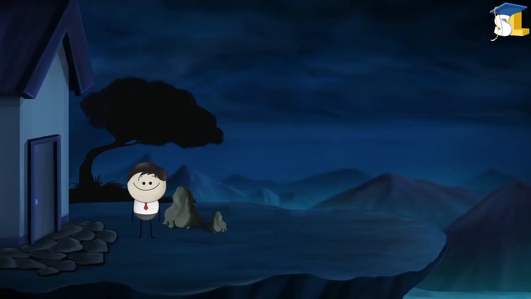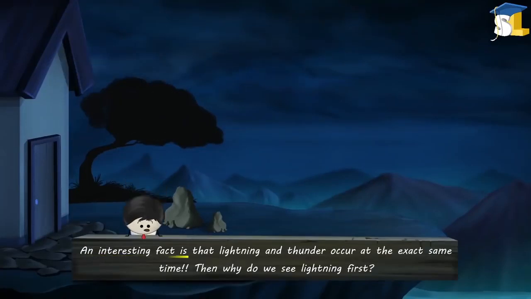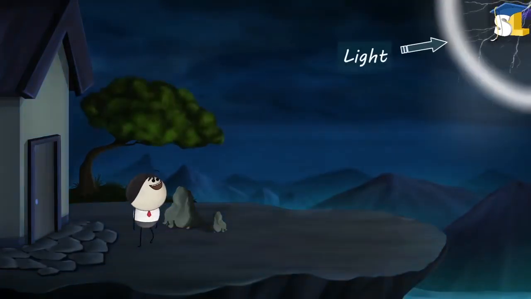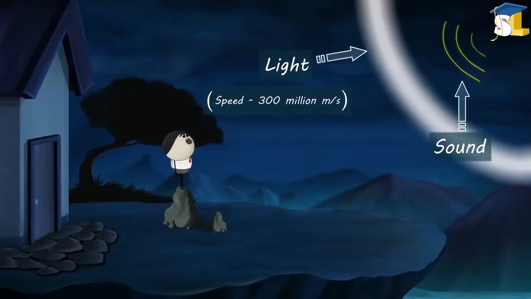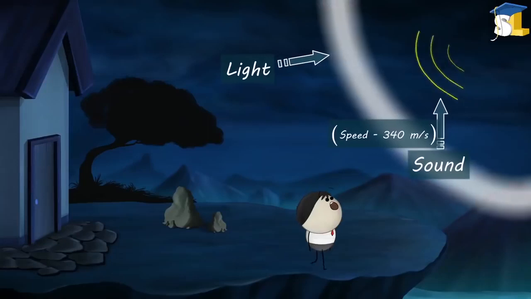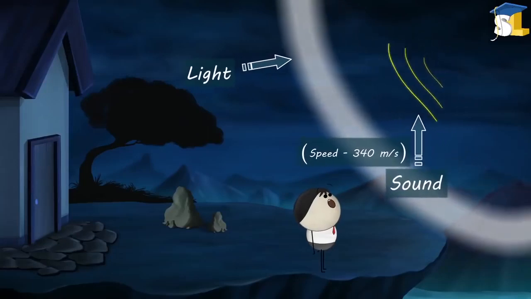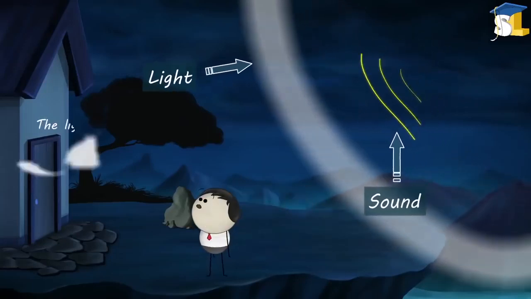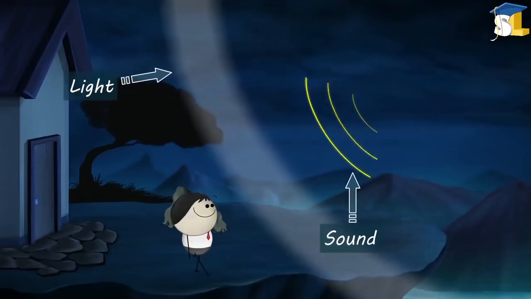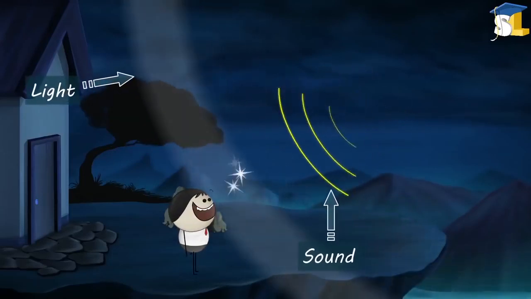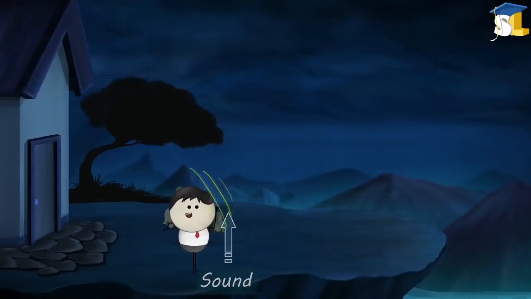I will tell you. An interesting fact is that lightning and thunder occur at the exact same time. Then why do we see lightning first? This is because light travels faster than sound. The speed of light is 300 million meters per second, while the speed of sound is only 340 meters per second. Thus, the light from the lightning travels much faster to our eyes. As a result, we first see the lightning, shortly followed by the sound of thunder.